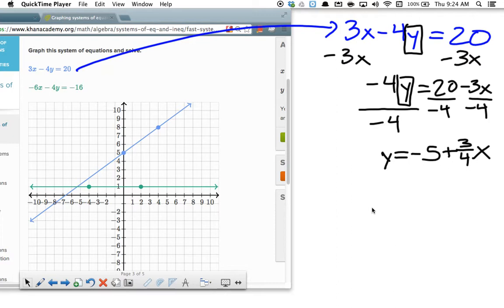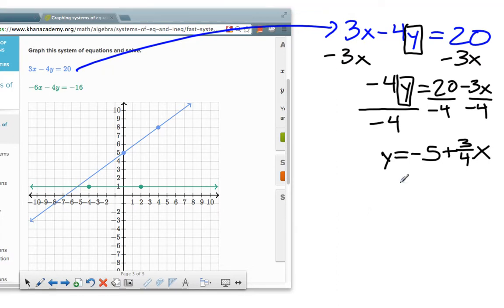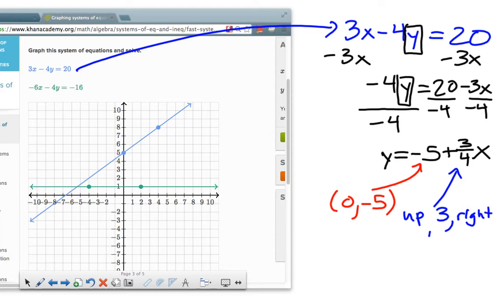And now I can do a little bit of reading there to try to figure out what that means in order to graph it. This negative 5 here means it's going to start at 0, negative 5, because it does not have the x by it, it's the y-intercept. And then this means that it's going to go up 3, right 4, because it's rise over run. And that's equal to 3/4 in this case.